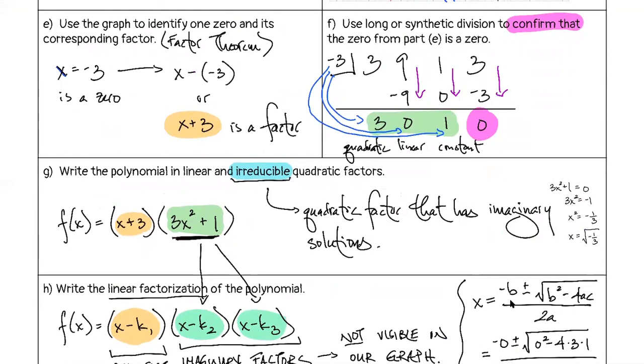When I think about factoring 3x squared plus 1, I can't factor that into real factors. The way I was able to tell was when I set it equal to 0 and solved for x, I realized at the end I would have to take the square root of a negative number. That means my linear factors will have imaginary parts to them. There'll be i's in them because at some point I'm taking the square root of a negative number.